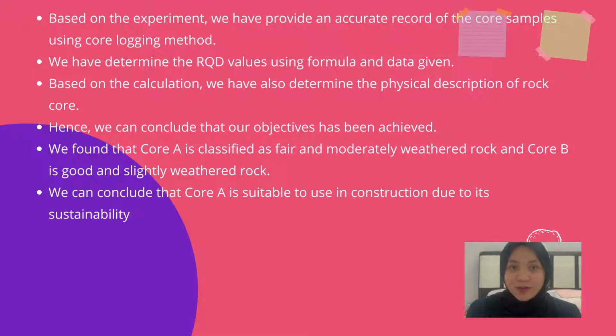Based on the experiment, we have provided an accurate record of the core samples using the core logging method. We have determined the RQD values using the formula and data given. Based on the calculation, we have also determined the physical description of the rock core. Hence, we can conclude that our objective has been achieved. We found that core A is classified as fair and moderately weathered rock and core B is good and slightly weathered rock. Lastly, we can conclude that core B is suitable to use in construction due to its sustainability.